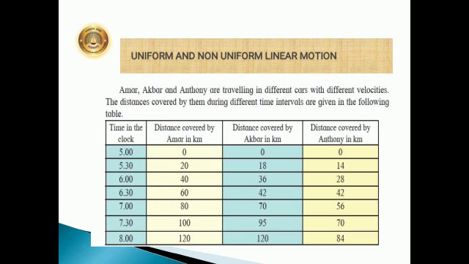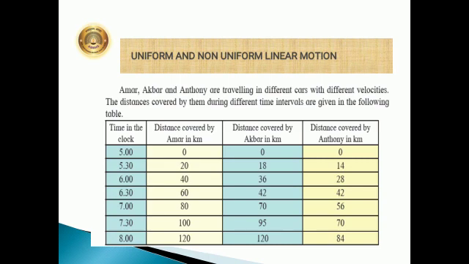Now there are three friends, Amar, Akbar and Anthony. All are traveling in different cars with different velocities. The distance covered by them in different time intervals is given below. The time is 5, 5:30, 6, 6:30 and so on. Distance covered by Amar in kilometers is 0, 20, 40, 60. Distance covered by Akbar is 0, 18, 36, 42, 70. Distance covered by Anthony is 0, 14, 28, 42 and so on.